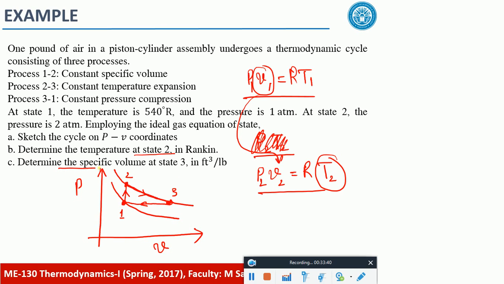Can you get anything about the specific volume at state 3? Okay, you tell me. From this you just need to see that T2 was equal to T3, right? And then P3 was equal to P1. So just by using that equation you can straight away look at V3.